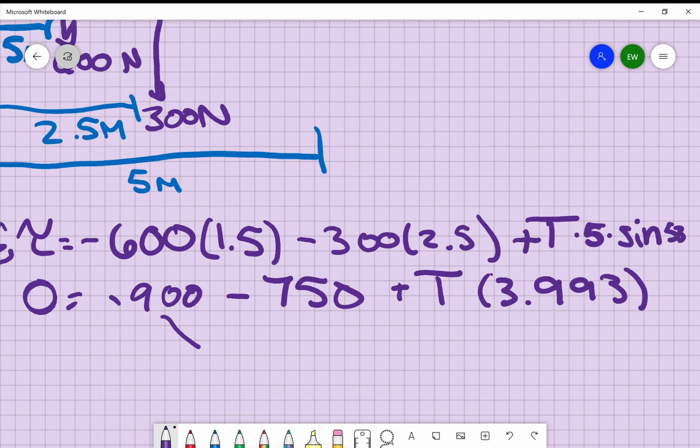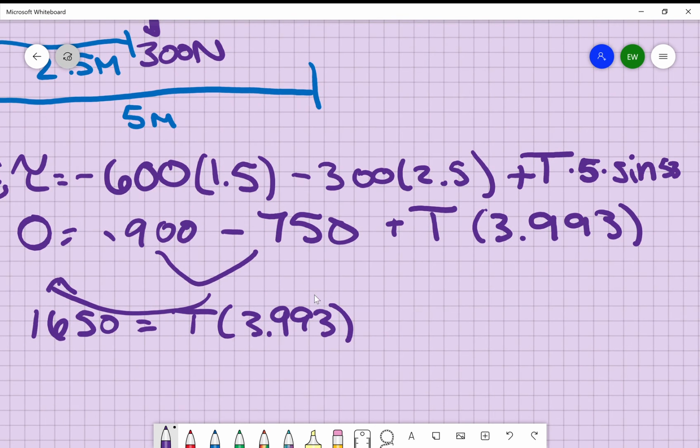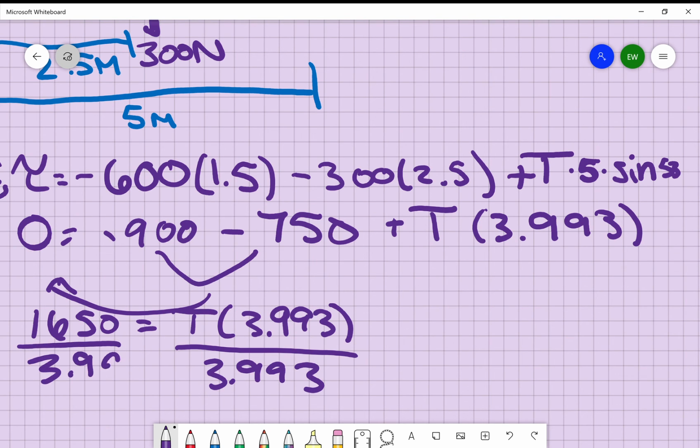Negative 900 minus 750, and I'm going to move both of these to the other side with addition. So 1650 equals T times 3.993. You could have left this 5 sine of 53 and solved it at the end. It doesn't matter. It depends on how precise you would like your answer. So my tension is going to be 1650 divided by 3.993, about 413, and those are in good newtons. All right. Neat. So it could be as complicated as that.